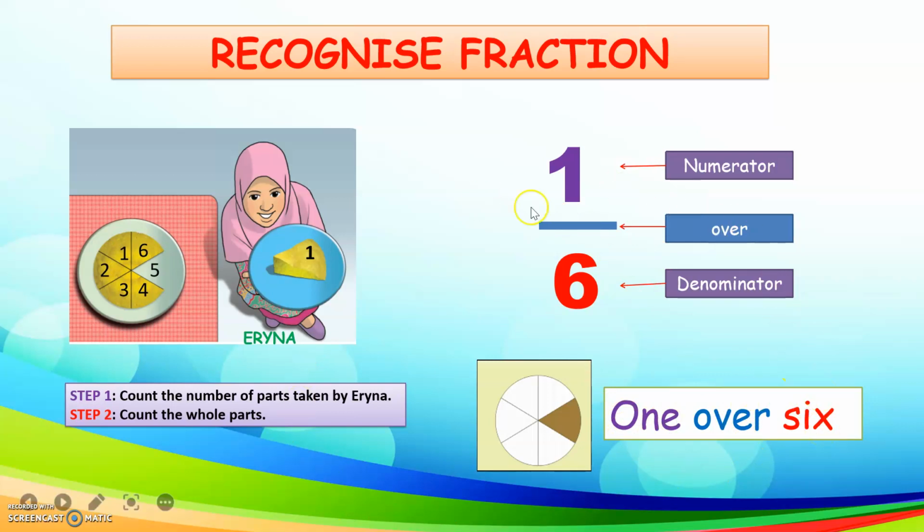Here you can find the steps. First, we should count the parts taken by Arena. Second is the whole parts. Just follow the color. Purple is the numerator, and the denominator is the whole part, red color. Read as 1 over 6.